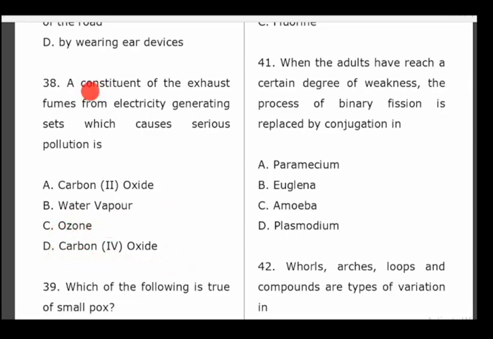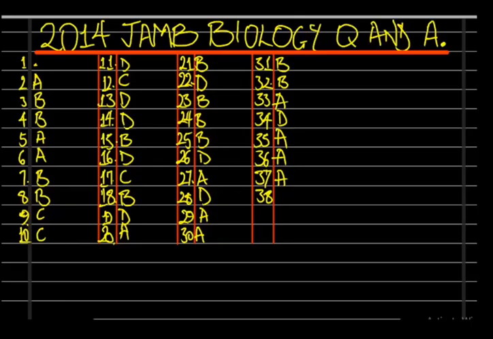When we look at the fumes that come out from electricity generating sets, which are what we refer to as generators in this part of the world, they actually emit smoke, and this smoke has carbon in it. It is a black smoke that is rich in carbon. The type of carbon that is emitted from such exhaust is what we refer to as carbon monoxide. It is not water vapor and it is not ozone. Ozone is found basically in the atmosphere. It is also not carbon dioxide because it is not emitted through the respiratory system of animals. So the answer to that question is carbon monoxide, which is option A.